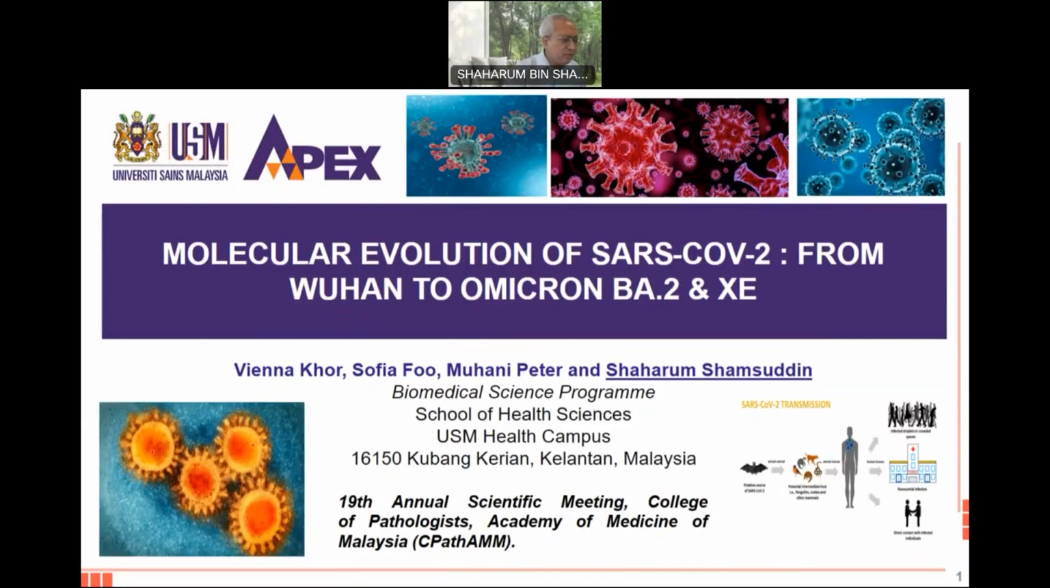Okay, this is actually the work that has been done by a group of my students who were trapped during the MCO last year in the hostel. They could not go anywhere, so they just sat down and did a lot of reading. And then one of the important, interesting parts that they have produced is to look into the molecular evolution of the SARS-CoV-2 originated from Wuhan until now, the Omicron, BA1, BA2, and also all the recombinant subvariants.